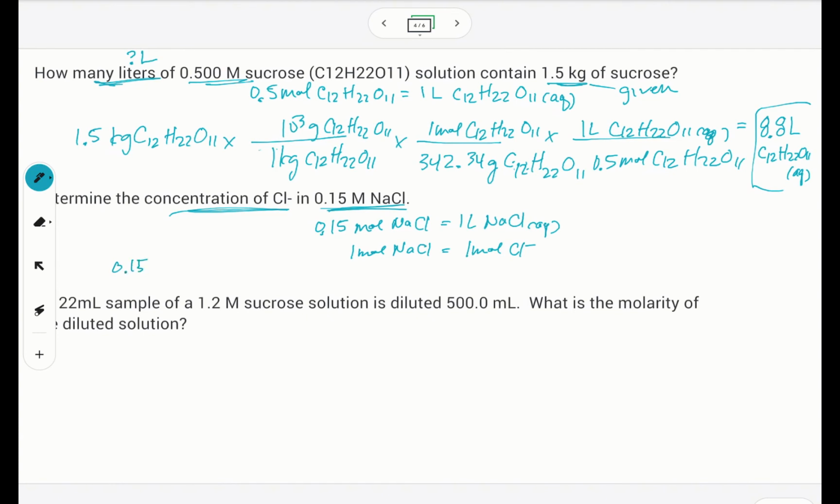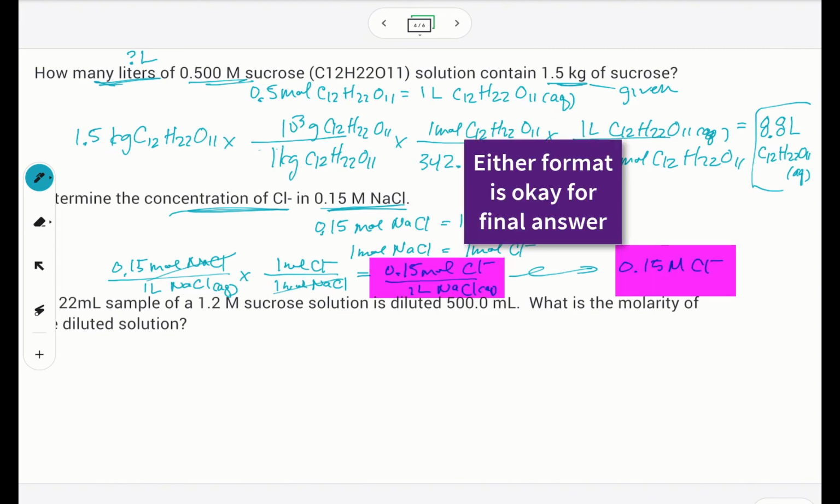So now we're just going to take our, and this is kind of like a two-piece, like when we convert miles per hour, right? That's basically what we're doing. We're going to take our moles of NaCl per liter of NaCl aqueous, and take our moles of NaCl and convert that to moles of chloride ion. So now moles of NaCl cancel, and we are left with moles of chloride ion per liters of sodium chloride solution, right? And it's moles per liter here, but we can write that out as a molarity, right? So that would give us 0.15 molar, capital M, chloride ion.